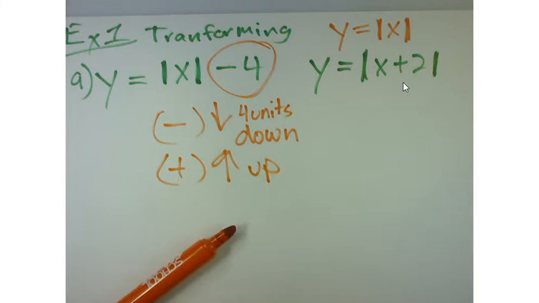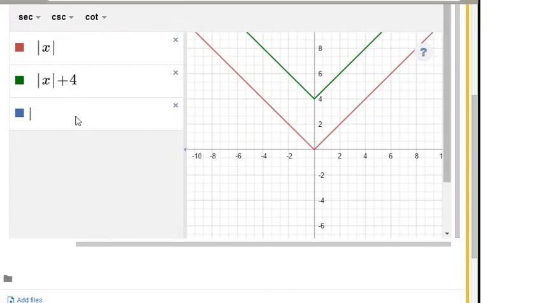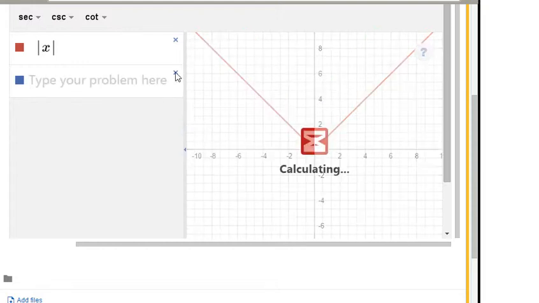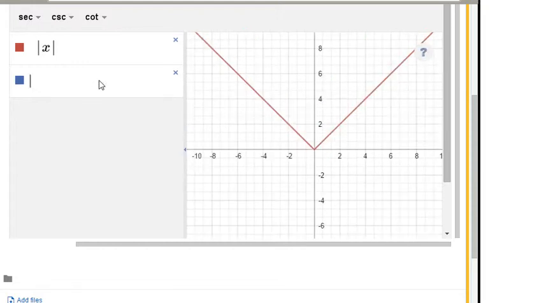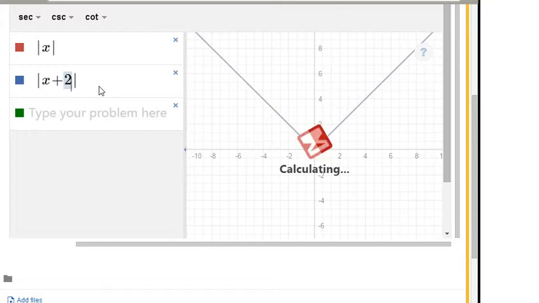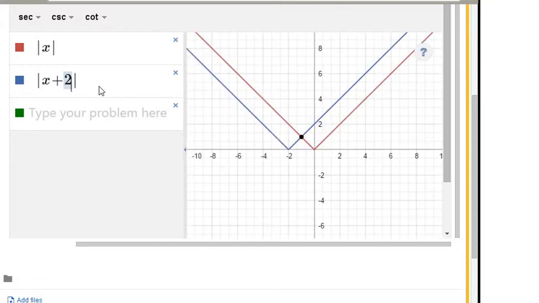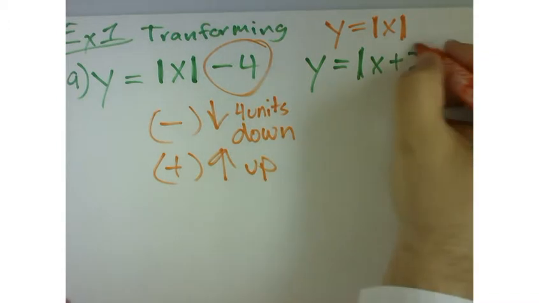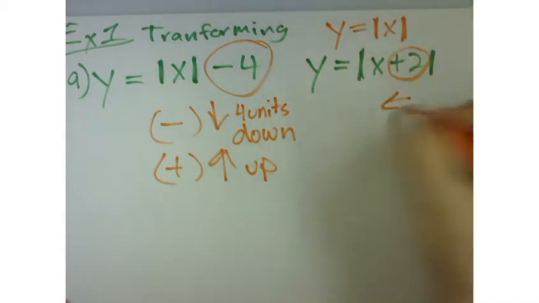To the left? Yeah, we would think maybe that it would move it to the left or to the right. So I'm just going to delete this one, and I'm going to graph another one, the absolute value of x plus 2. And this looks like it shifted it 2 units to the left. So this plus 2 inside the brackets moves it 2 units to the left.